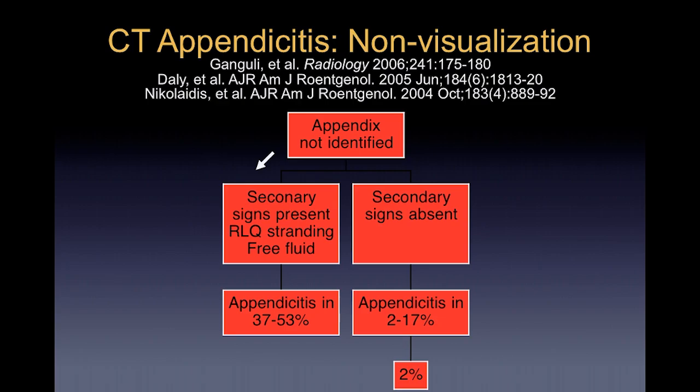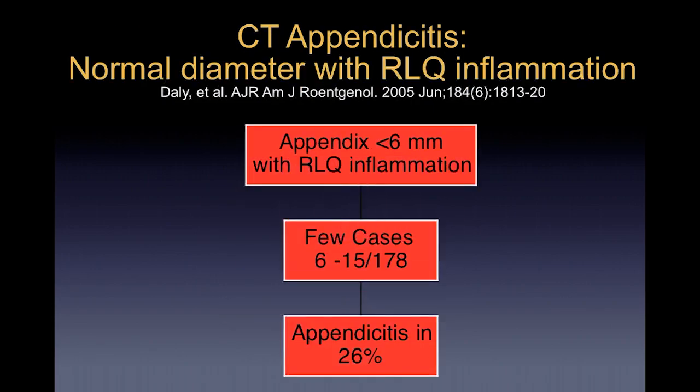The appendix is not identified, but here we do have inflammatory changes in the right lower quadrant, and it is a really different number. Up to about 40 or 50% of these patients will have appendicitis. So this is a scenario that I actually think of more like, appendicitis until proven otherwise.